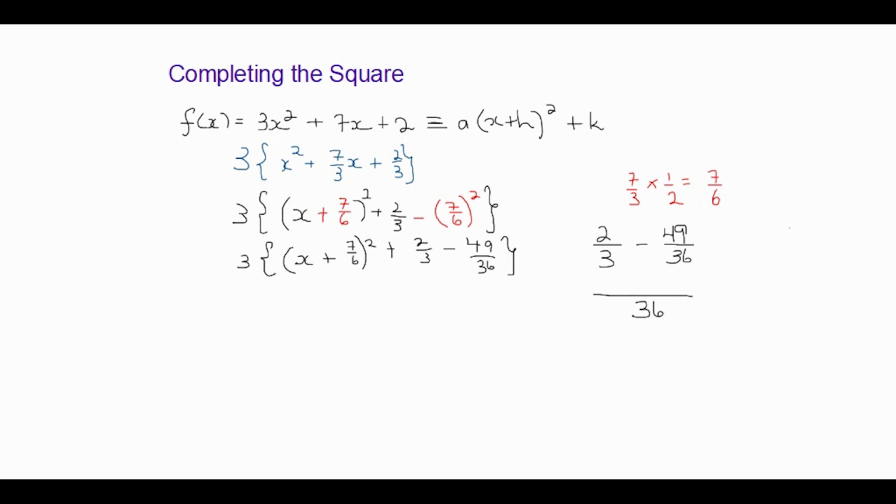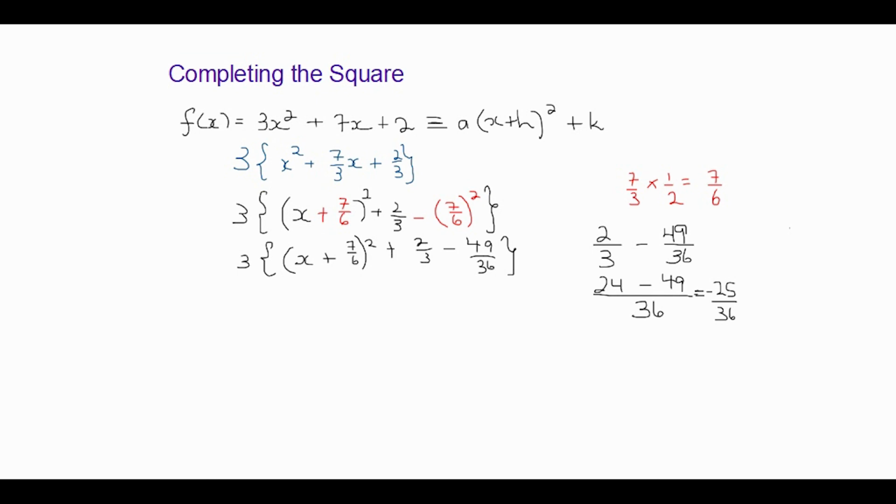This works out to be 24 minus 49. And if you remember directed numbers, we'll be able to get this answer quite easily. So let's find the difference between 49 and 24, which leaves us with 25. And our answer is going to be a negative, because 49 is larger. It's minus 25 over 36 is our result.